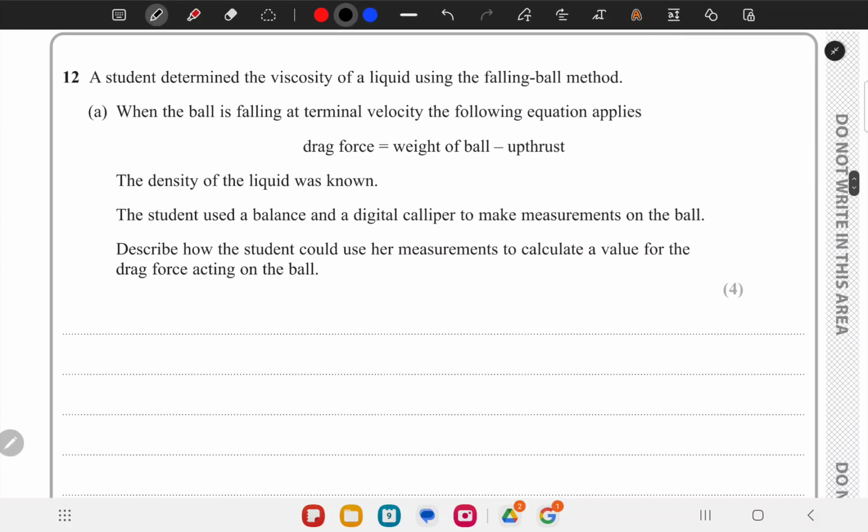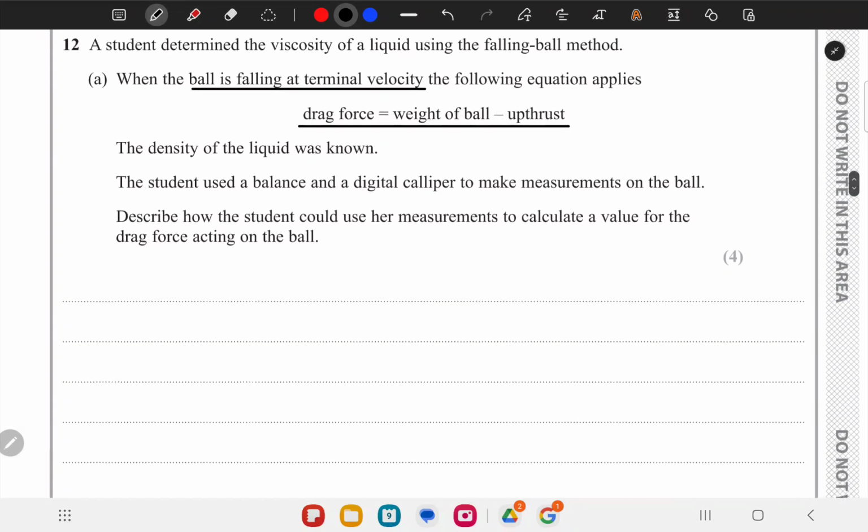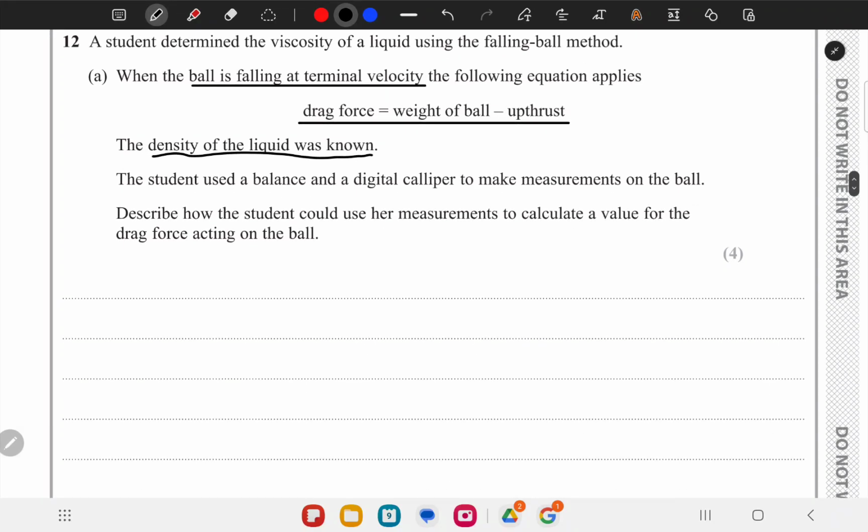Now moving on to question 12. In part A, we are told that when the ball is falling at terminal velocity, the drag force is equal to weight minus upthrust. The density of the liquid was known, and the student used the balance and digital caliper to make measurements of the ball. So from the balance, he found the mass and the weight, and from the digital caliper, he found the diameter.